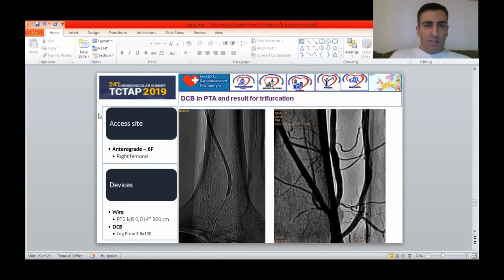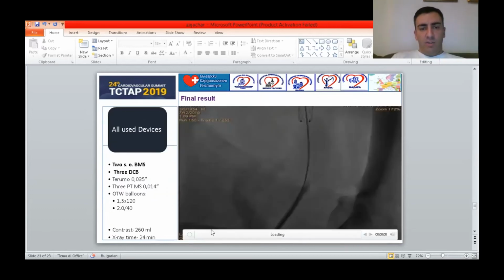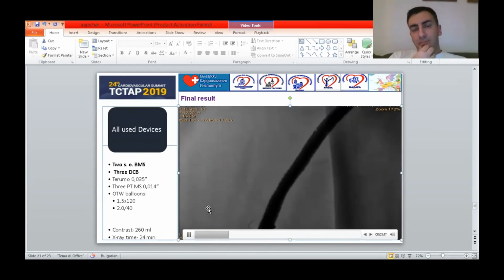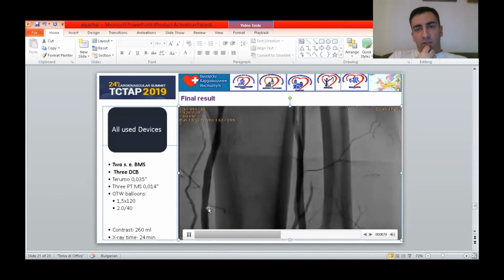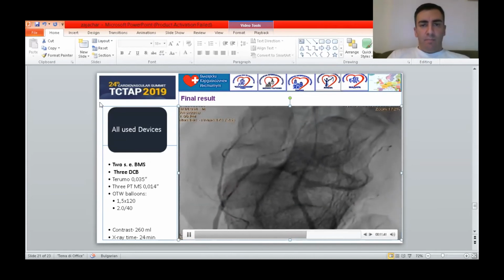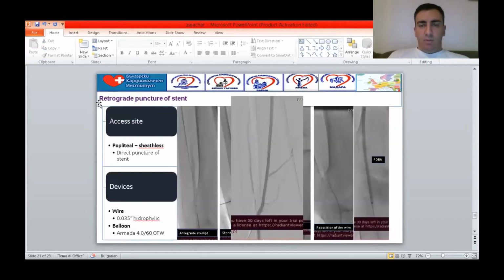So the case, as I told you, is very interesting. And after dilatation of posterior tibial artery, this is the result of trifurcation, perfect result. And on the next movie, you can see the final result. So almost every artery of the leg was occluded, and this is the result. We'll wait for it, and the result is perfect. So this leg was saved. You can see here, perfect result to all the vessels.